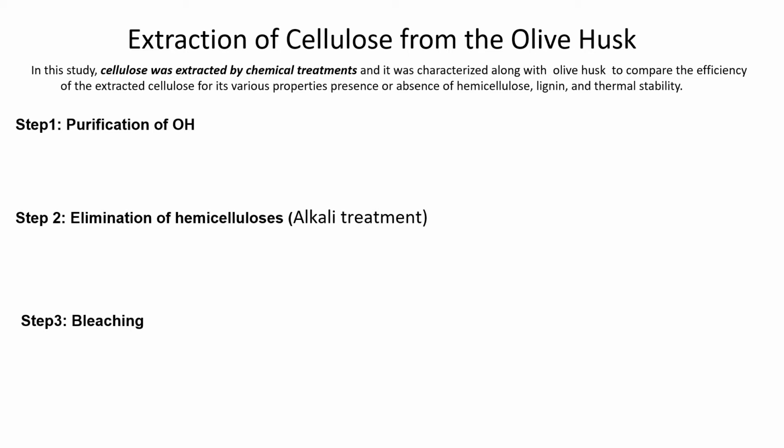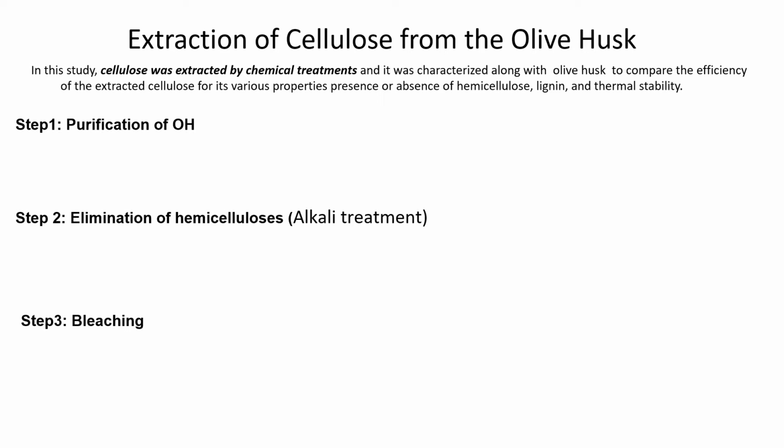The first one consists of the purification of olive husk to obtain pure crystalline fractions from the pre-treatment of the selected natural fiber. Olive husks were first washed with distilled water several times, then dried. Fats, wax, and oil were removed from the powder sample by refluxing in a Soxhlet apparatus for 24 hours with acetone and ethanol.